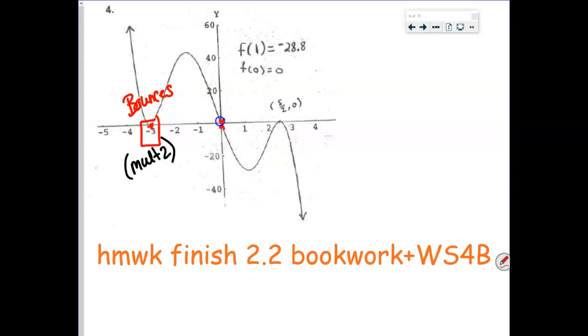What about this x-intercept? This is at 0, and it crosses through, so we're just going to assume that happens once. And then this time, you have another bounce. So while you do have an x-intercept at 5/2, we have to make a little note to ourselves that we're going to have multiplicity 2 again.